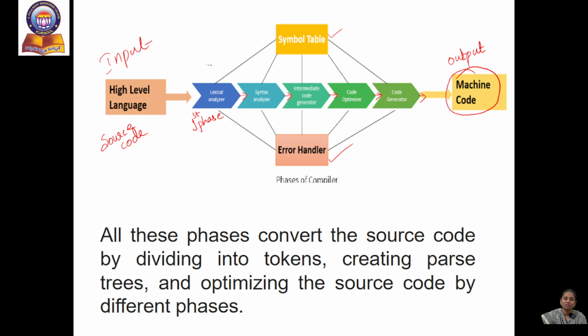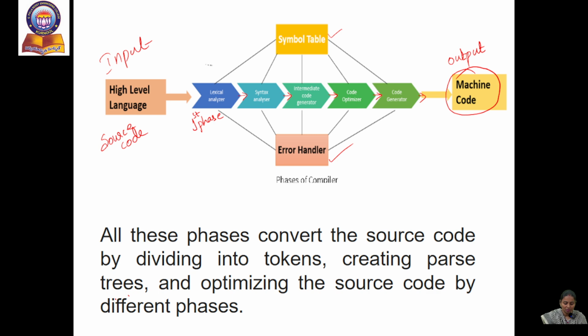All these phases convert the source code by dividing it into tokens. The first transformation starts by dividing the source code and identifying the tokens present in it. By using these tokens, it can construct a parse tree. After constructing a parse tree, the next step is optimizing the source code by removing all unnecessary statements, and all this can be done by using the different phases of the compiler.